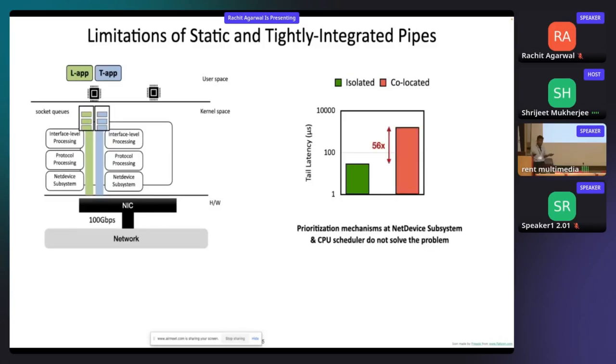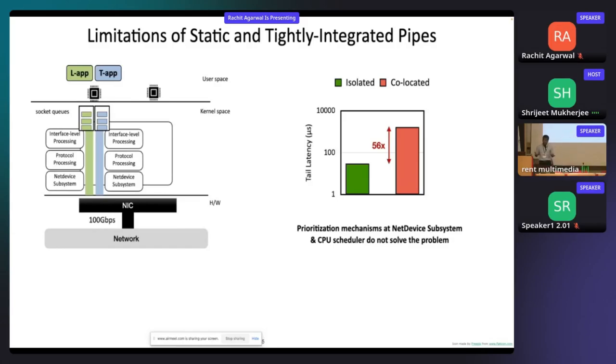This should also not be surprising, right? Because these two sockets are coexisting on this core. And as soon as I start switching between latency bound app and throughput bound app processing, my latency inflates, right?